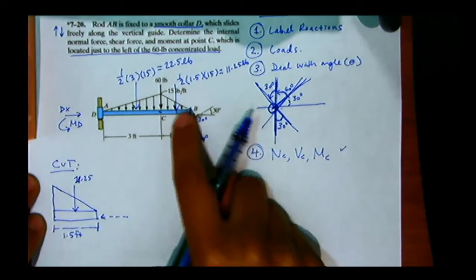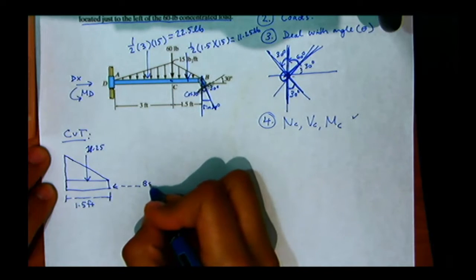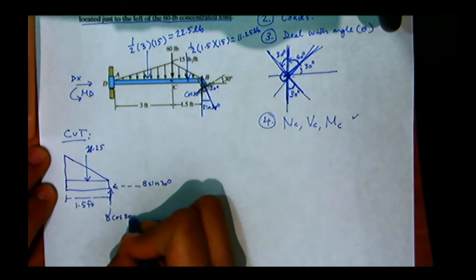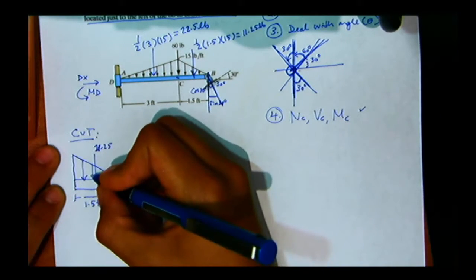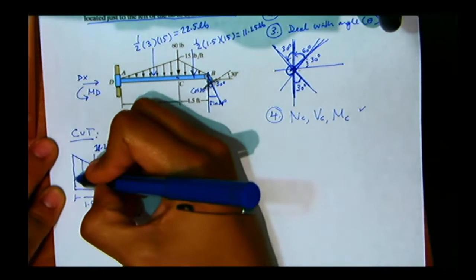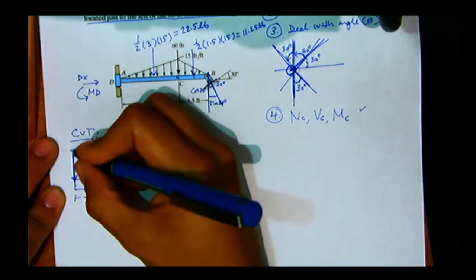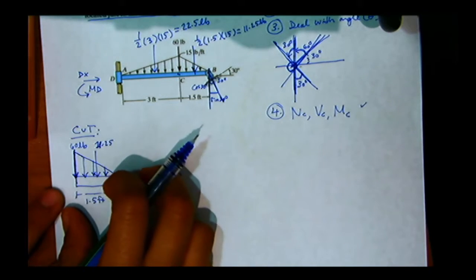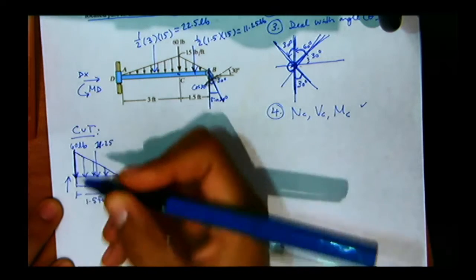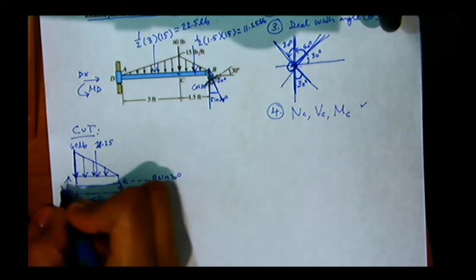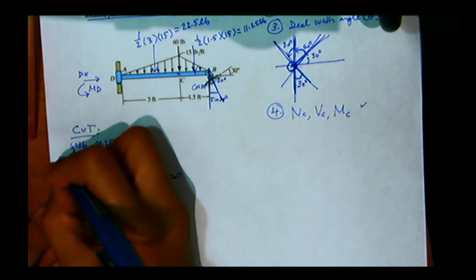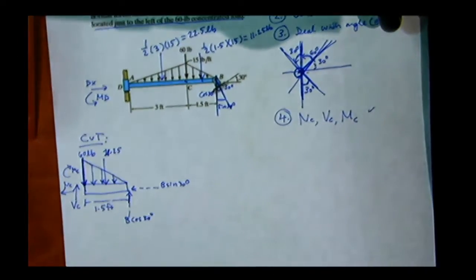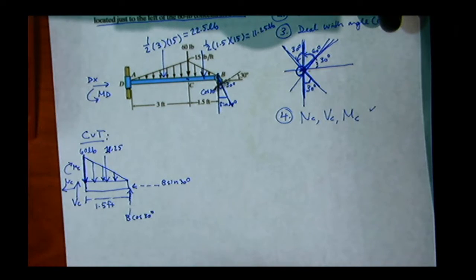So if we're cutting it and looking at the right side, our shear is going to look like this, right? Normal. And our moment's going to go up. Do you see that? Okay. So what do we want to do? What have we been doing this whole time? Summation of forces? Okay. Let's do y first.